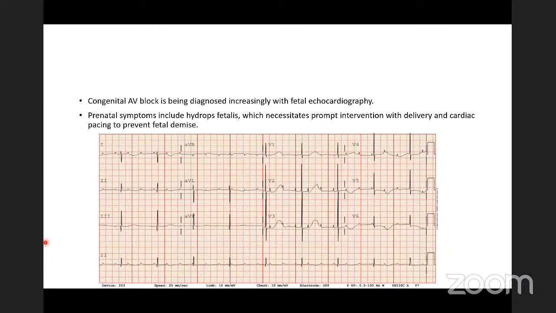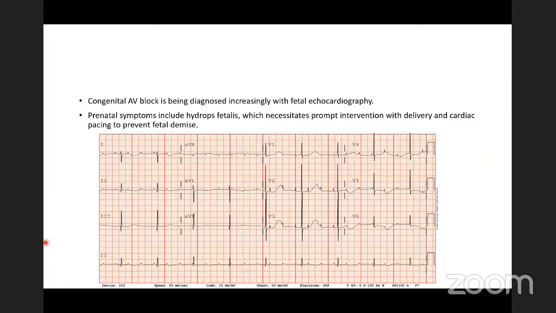The congenital AV blocks, the perception is continuously changing. So when I was a trainee, it was thought that whenever some patient has congenital AV block, their prognosis is very guarded. But this is completely changed now.